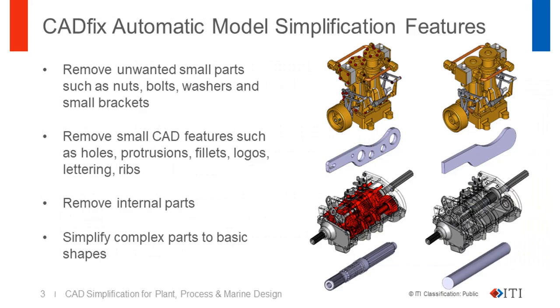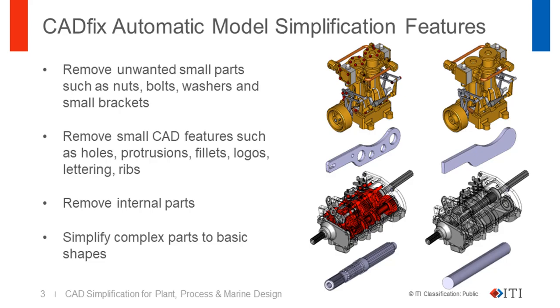CADfix PPS has a suite of simplification tools, allowing users to rapidly reduce complex MCAD files into lightweight and manageable models. The tools retain important aspects of the models, such as their general shape and volume, but remove surplus details. The tools include the removal of small parts, such as nuts, bolts, washers, and small brackets, the removal of small CAD features, such as holes and protrusions, the removal of hidden internal parts, and the conversion of complex parts into rudimentary representations comprising of boxes and cylinders.